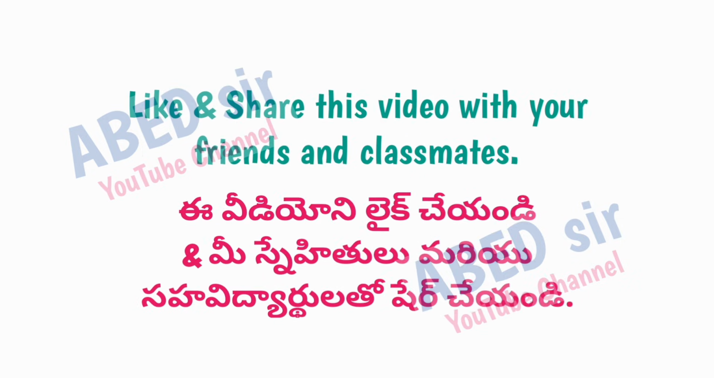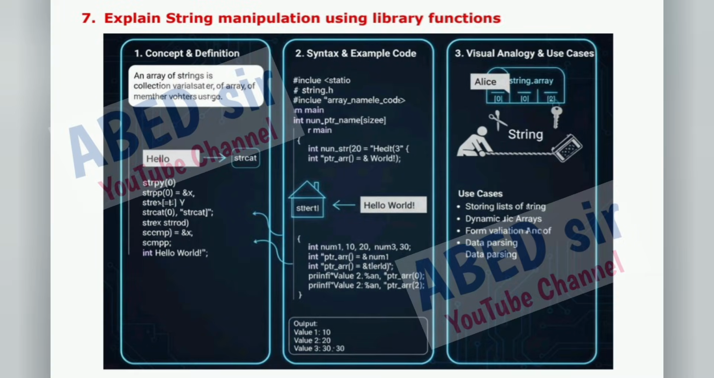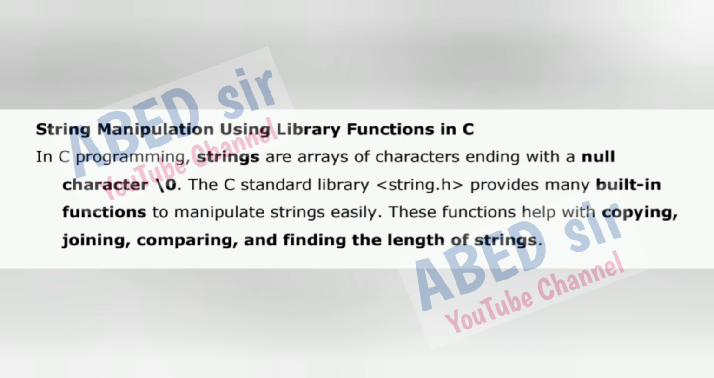Next important long question is 7: explain string manipulation using library functions. String manipulation using library functions in C. In C programming, strings are arrays of characters ending with a null character '\0'. The C standard library string.h provides many built-in functions to manipulate strings easily. These functions help with copying, joining, comparing, and finding the length of strings.